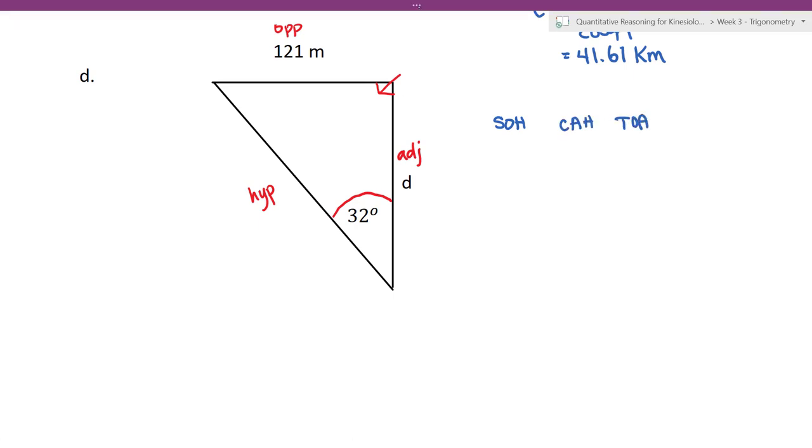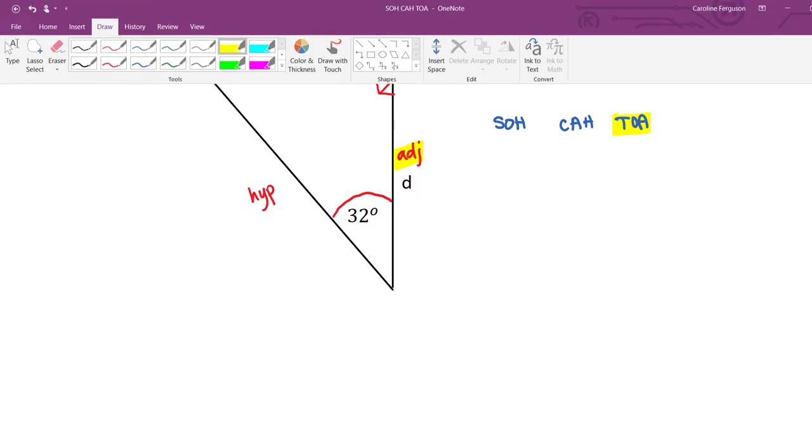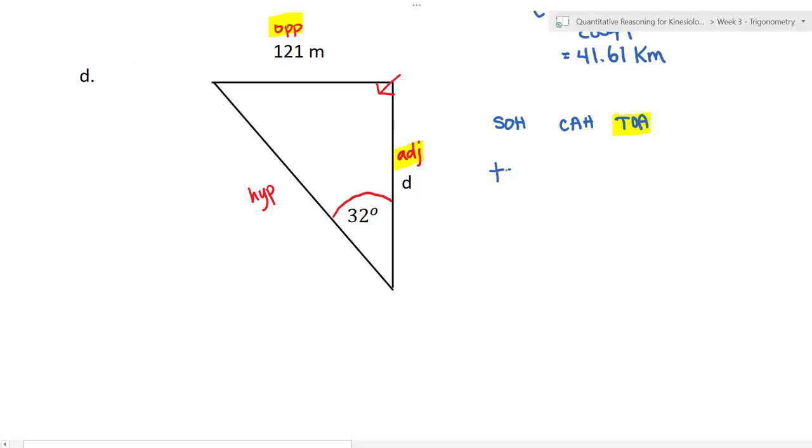Then we're going to identify which are the sides that we know and which is the side that we want to know. So we know 121 meters is our opposite side. We want to know side D, which is our adjacent side. So we're looking for the equation that has O and A in it. That would be tan. Tan has O and A in it. Now we're going to rewrite the equation. So we have tan of the angle is equal to opposite over adjacent. And now we're going to substitute all the values that we know. So theta is our angle, that's 32 degrees, equals opposite, which is 121, over adjacent, which is D.